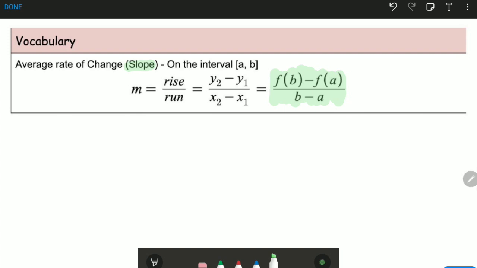But what's going to be going on is we're going to be finding slope on an interval a to b, which remember the intervals are both x values in this context. So those will be the values down here. And then we also need the y values, which is what f of a and f of b stand for, the y values at those given x values. It's still the same formula as y2 minus y1 over x2 minus x1, or rise over run. It's just in a different format.